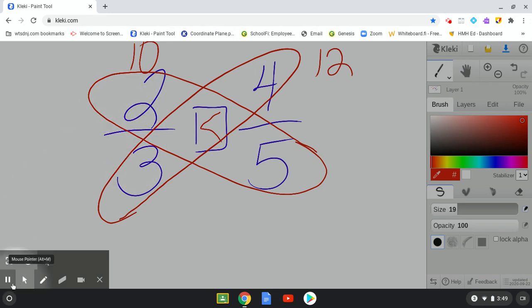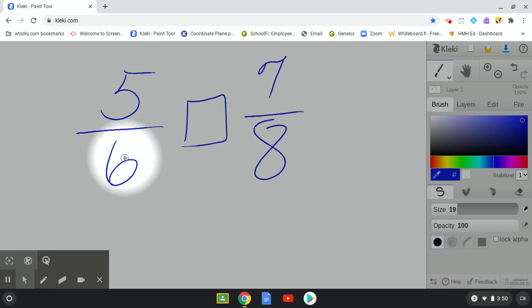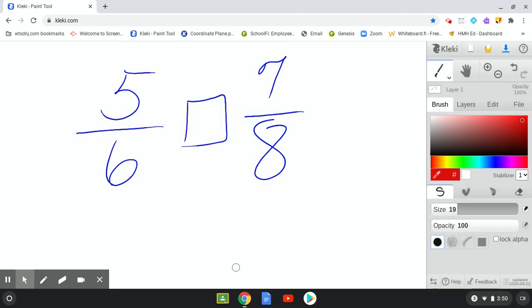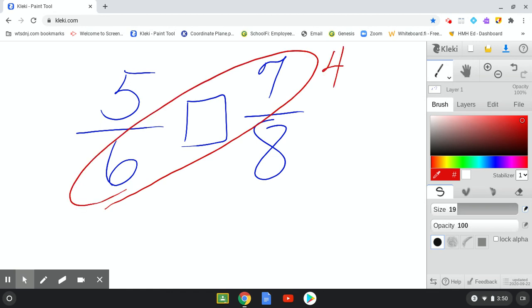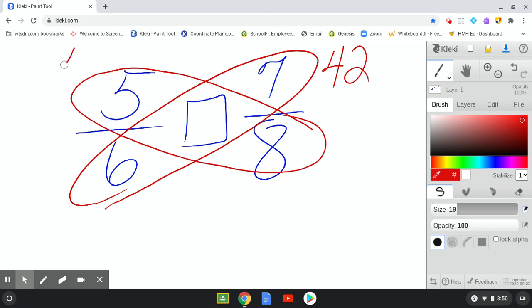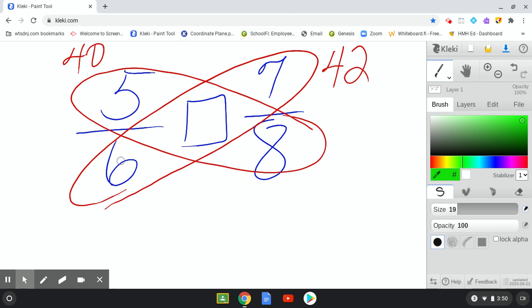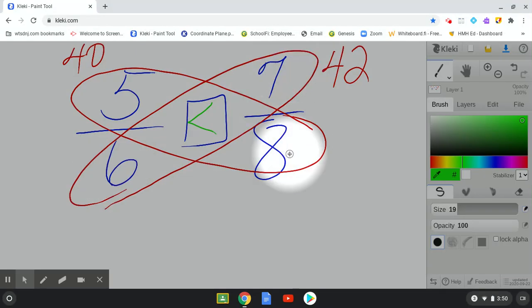Let's try one more. Okay, so here I'm comparing 5/6 to 7/8. So my denominators are not the same. I'm going to proceed with cross multiplying. So 6 times 7 is 42. 8 times 5 is 40. Well, 40 is less than 42. So then that tells me that 5/6 is less than 7/8.